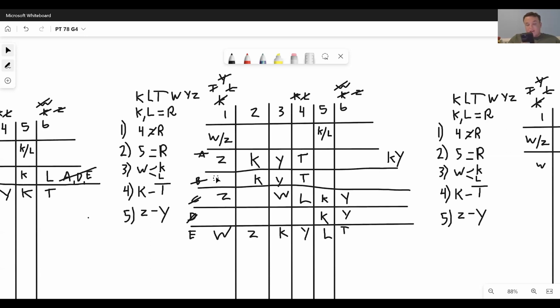Next, we see for C that W's audition is third. So we put W in the third spot. If we know W is third, we then know both L and K have to follow W. And we have the LKY, the KY block, but T also has to follow W. So there are too many spaces on the right side of W for this one to work. So C cannot be true.